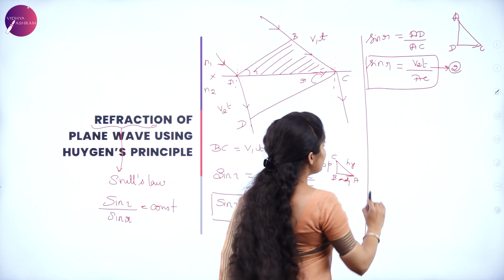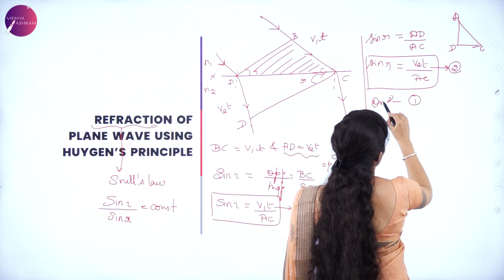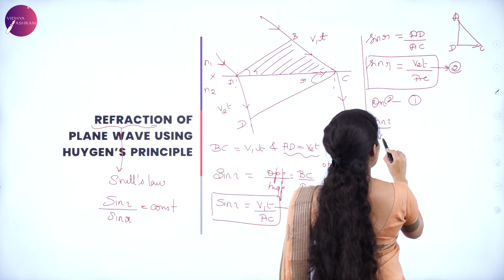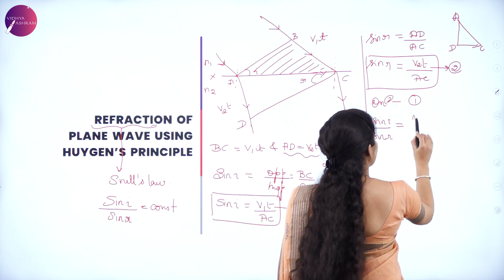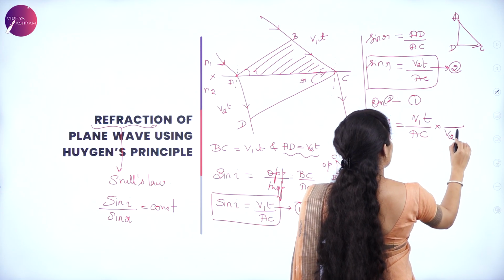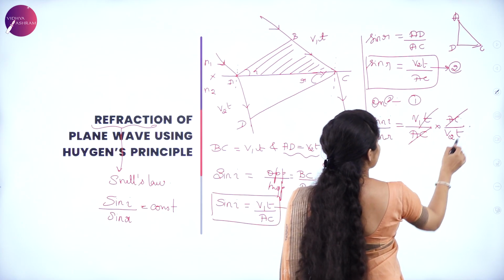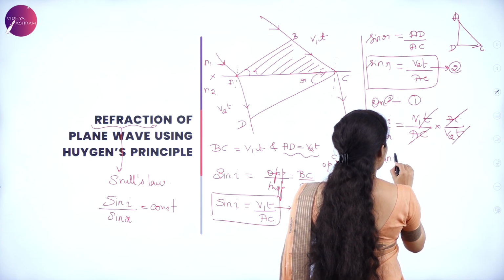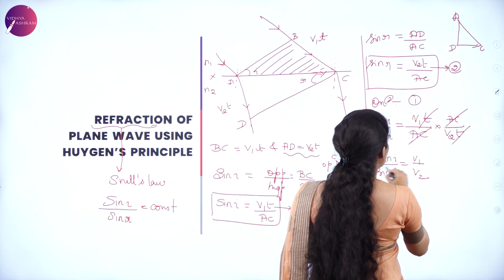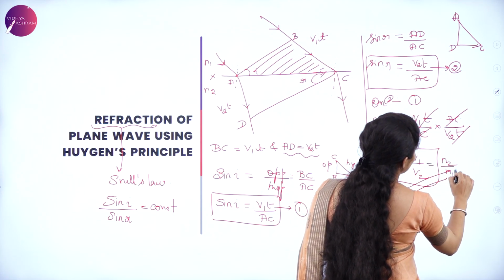Okay, so on dividing 1 and 2, you have sin i divided by sin r is equal to v1 t divided by AC into v2 t divided by AC. AC cancels with AC, t cancels with t, so sin i by sin r is equal to v1 by v2. This is the equation, which is n2 by n1, which is equal to n.